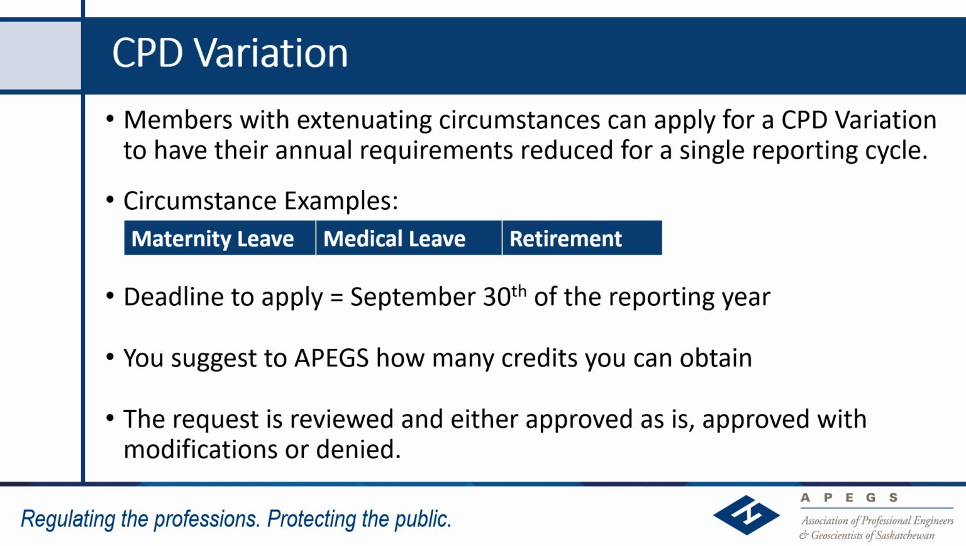To begin this process, you must complete a variation application each year it is needed and submit it to APEGS on or before September 30th. Applications submitted after this deadline will not be accepted. The application is then assessed by APEGS and the CPD Compliance Committee, and the application is either approved, with or without modifications, or it is denied. If your situation is ongoing, you will need to apply for a variation each year it is needed. One variation application will not cover you indefinitely. For more information, please refer to Section 5 of the CPD program document. The variation application form can be downloaded from the CPD Program Documents webpage on the APEGS website.